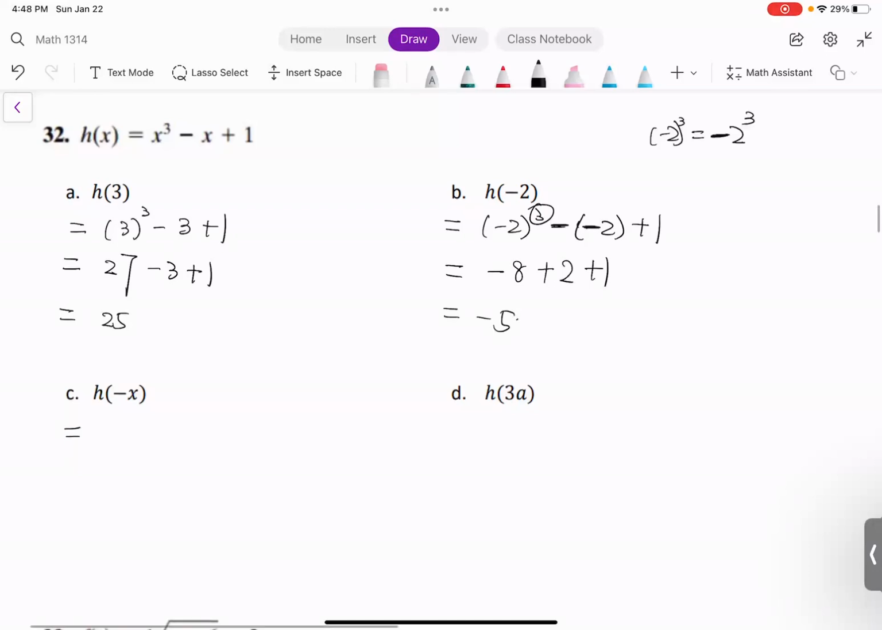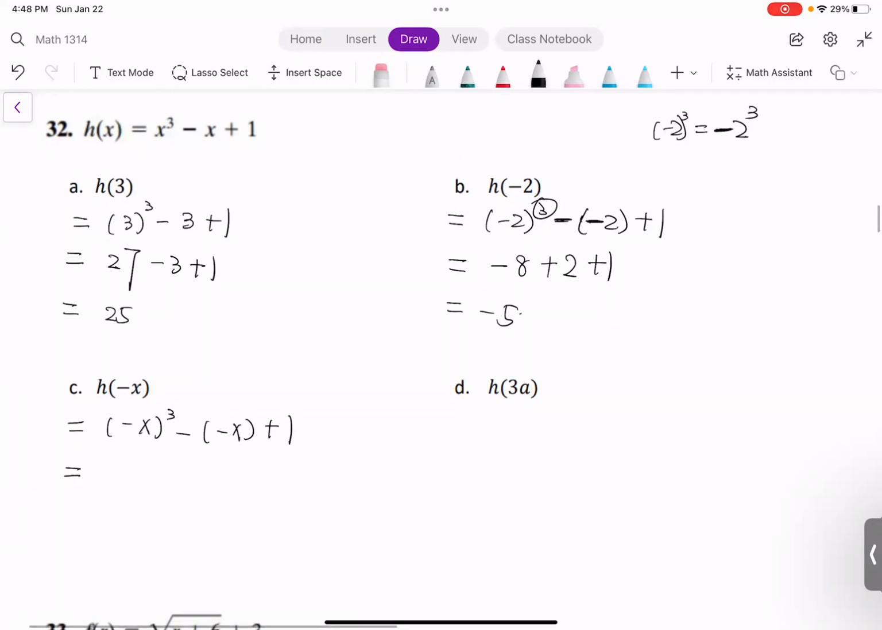Number C, the input is negative x cubed minus negative x plus 1. What do we have? The power is odd, and in the parentheses the base is negative. So we have negative x cubed, minus negative means positive, plus x plus 1. Let's see, number D, the input is 3a. 3a cubed minus 3a plus 1.